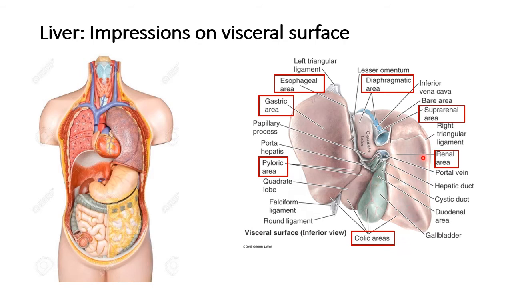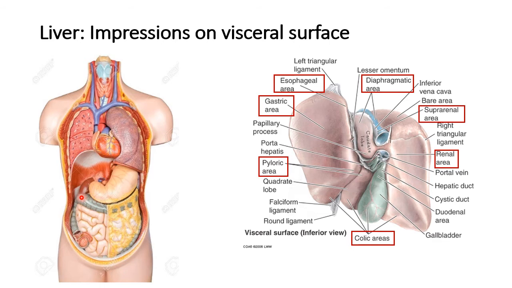This is the impression of the right kidney, and that's the impression of the right suprarenal gland. So kidney and suprarenal gland. The esophagus should be close to the stomach, so that's the esophageal area. And this is the diaphragmatic area, which is this one, where the diaphragm is related to the liver. And on the right side, this is the area of the colon, the colic area, including the right colic flexure and then the transverse colon, which is this one.